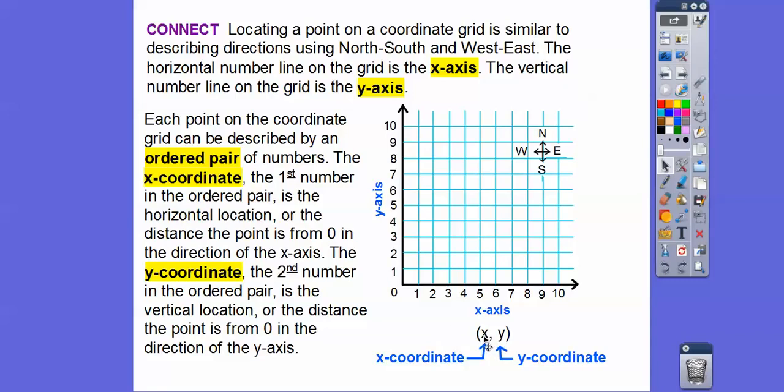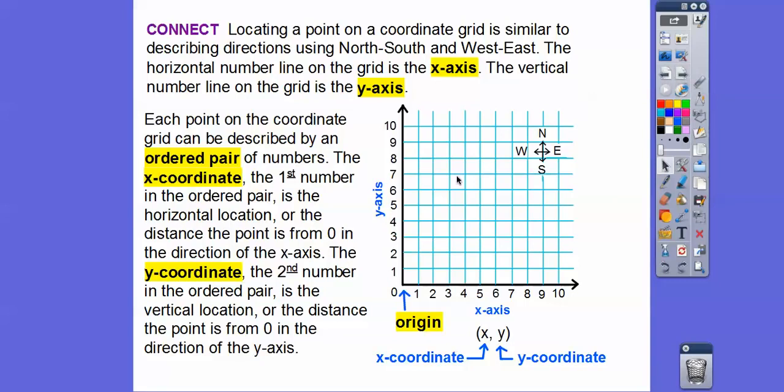So this one's called the x coordinate for the x-axis, and this one's called the y coordinate for the y-axis. The x coordinate is the first number in the ordered pair and is the horizontal location, or the distance from the point 0. And the y coordinate is always our second number, and it's the vertical location, the vertical distance from 0 in the y direction.